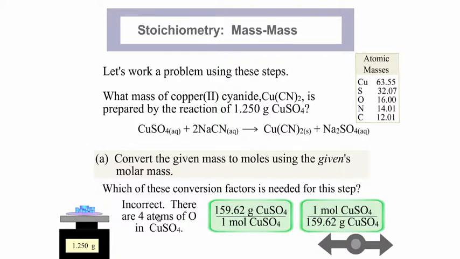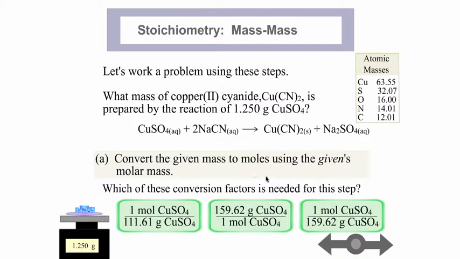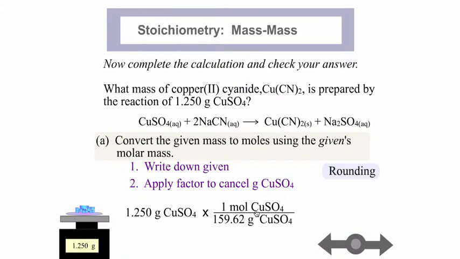That means that we can eliminate this guy completely. Now we have these two mole ratios, and we have to choose wisely as far as which one we're going to use. I've got 1.250 grams. I want to find out the number of moles. In order to do that, I want the grams in the denominator so it cancels out, and I want the moles in the numerator. And that's why I'm going to use this ratio. We're going to write down what's given, apply our mole ratio, and look at what we get, 0.0078311 moles of copper sulfate.